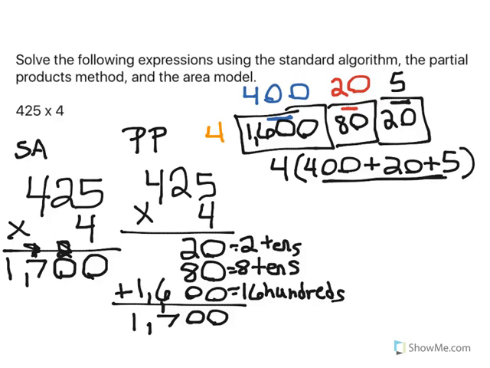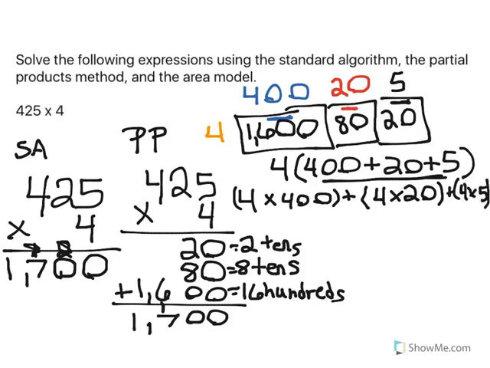And then what we're going to do is we would add our 4 times 400 plus 4 times 20 plus 4 times 5. And that's going to give us 1,600 plus 80 plus 20. And again, we have our expanded form, and that equals 1,700.